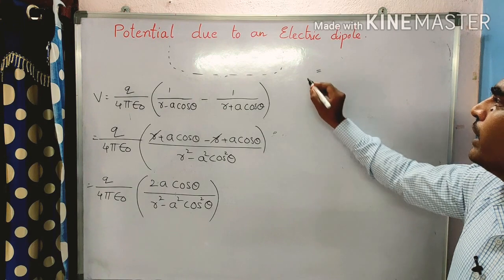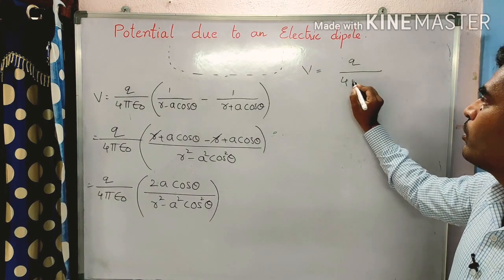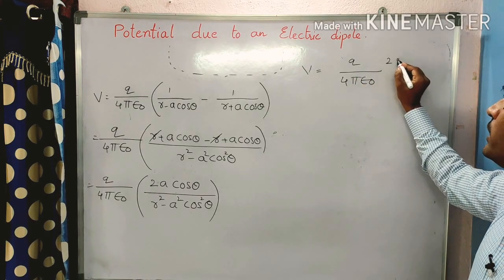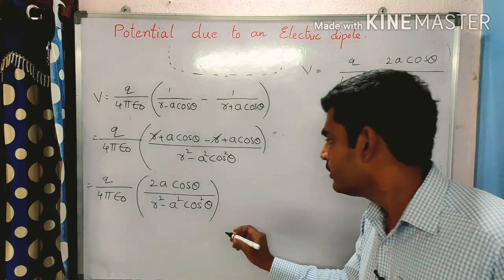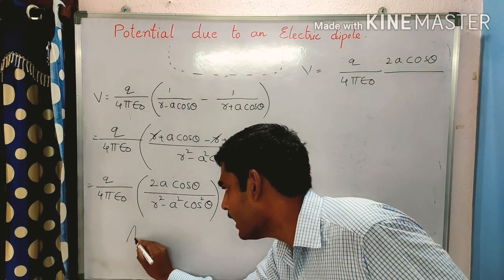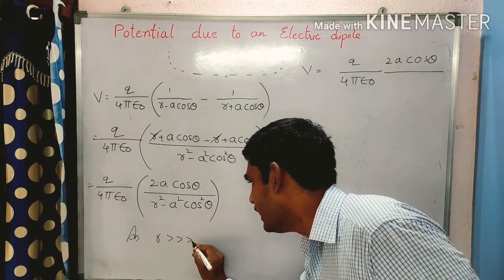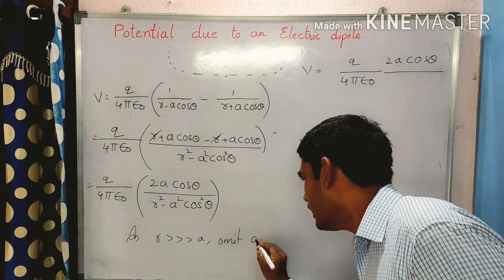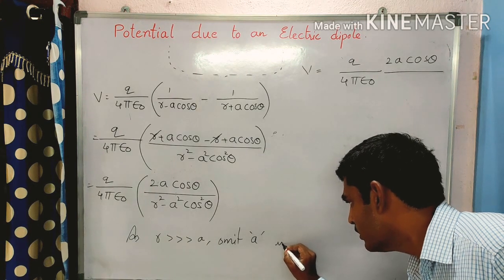So now what happened, electric potential V is equal to Q by 4 pi epsilon naught, that is 2A cos theta. In the denominator what we are doing, as here I am writing, as R is much greater than A, omit A in denominator, omit A in denominator.